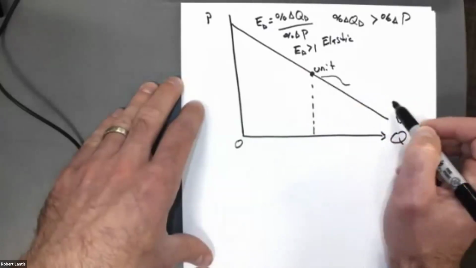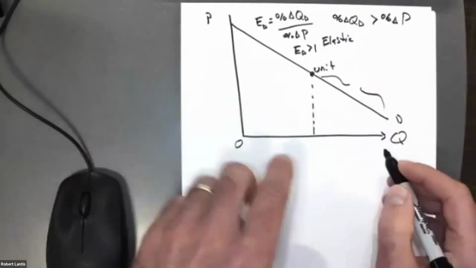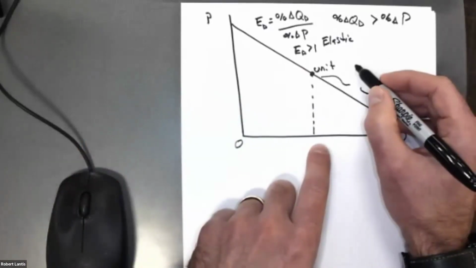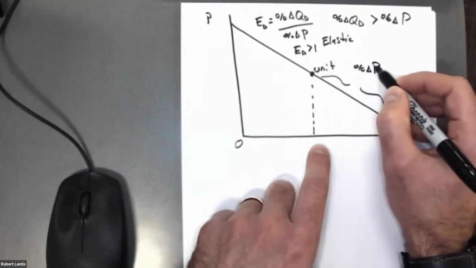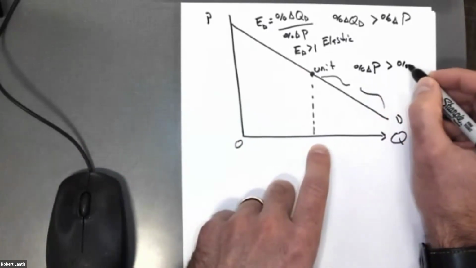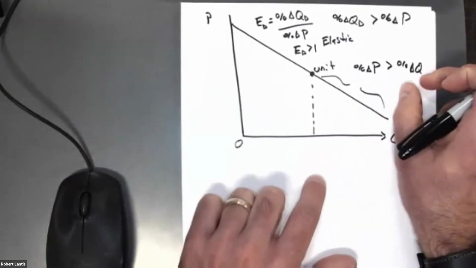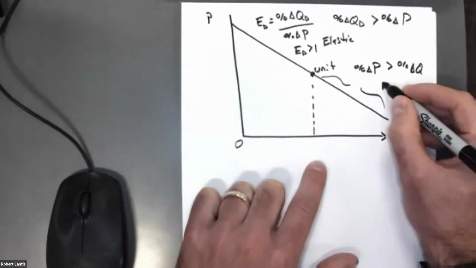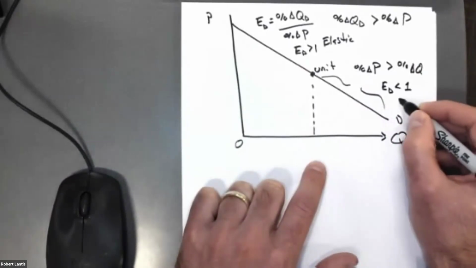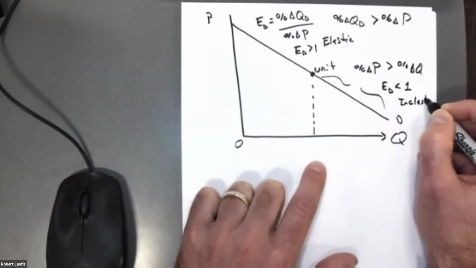Down here, we said, okay, well now price is low, so changes in price will be large percentage changes. Quantity is now high, so change in quantity will be small percentage changes. Here my elasticity would then be less than 1, or I'm on the inelastic portion.